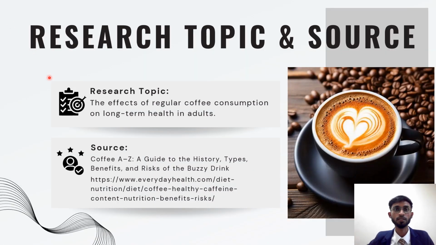Firstly, I have been given a research topic to evaluate the information sources by using the CRAAP method. The research topic that I have gotten is the effects of regular coffee consumption on long-term health in adults. The source that I'm going to use today is Coffee A to Z, a guide to the history, types, benefits, and risks of the buzzy drink, from Everyday Health, which discusses the effect of regular coffee consumption on long-term health in adults.